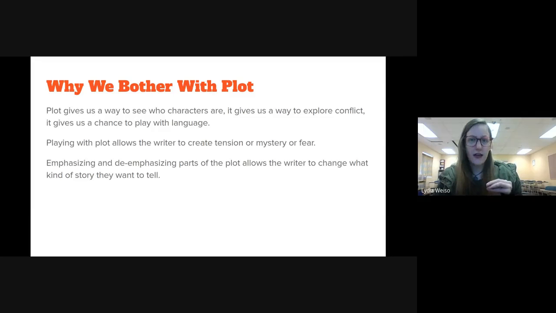So plot underlies things like character, because the events of the plot let us have a chance to see who the characters are, right? How do characters respond to different situations? How do characters make different things happen? How do they change over the course of the plot? So characterization does depend on plot to some degree, but only insofar as that plot provides kind of a landscape on which we see the characters create the story.